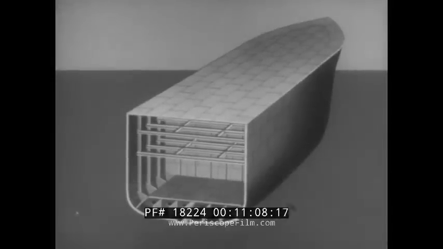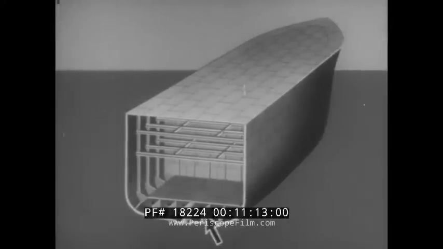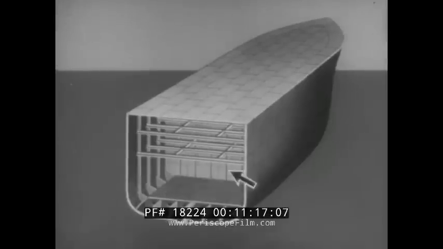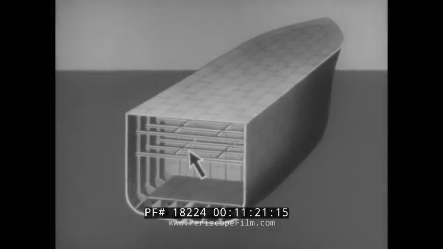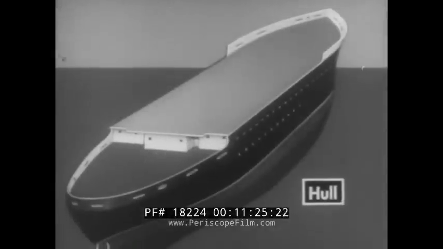All of these structural members, the keel, the floors, the longitudinals, the inner bottom or tank top, the frames, the shell plating, the bulkheads, the deck beams and girders, and the deck plates go to make up the hull.